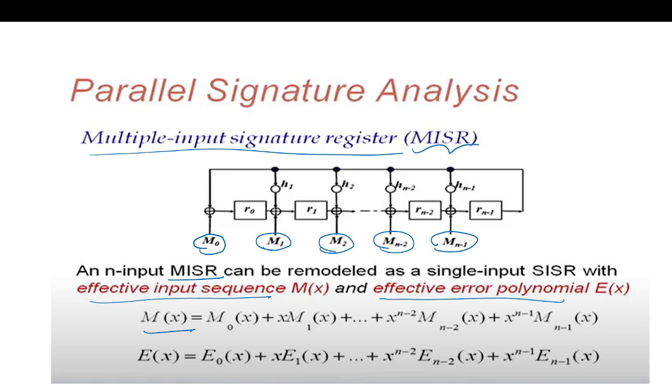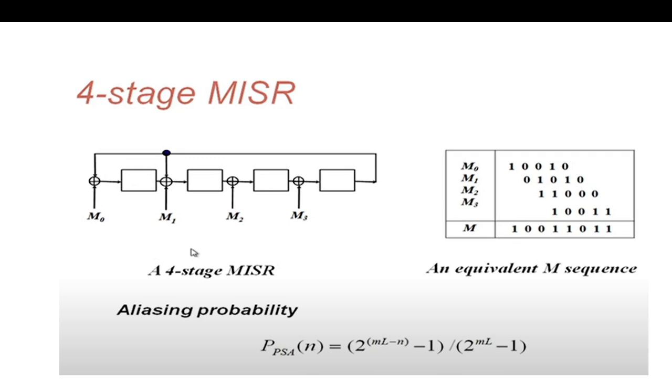And the error polynomial can be obtained with the division method, where the remainder will be E of x. Next is the 4-stage MISR. If we consider it in a time-shifted way, we apply these M inputs, and this is the response obtained. And the aliasing probability is given by this formula.